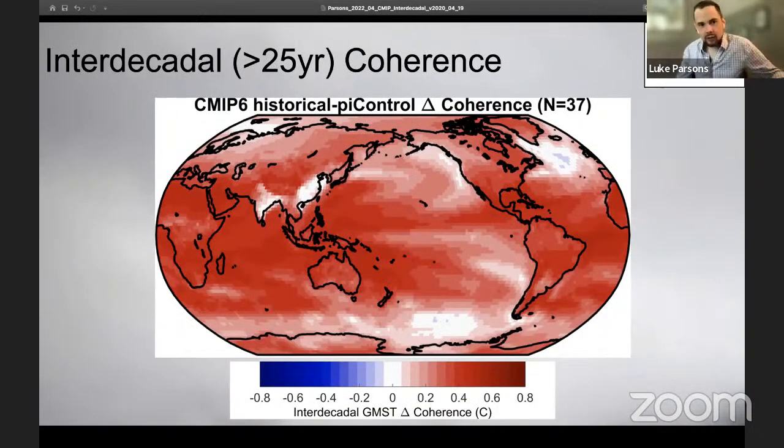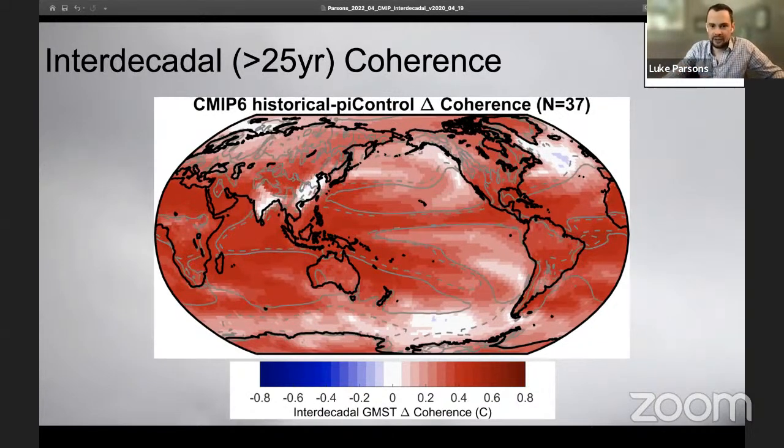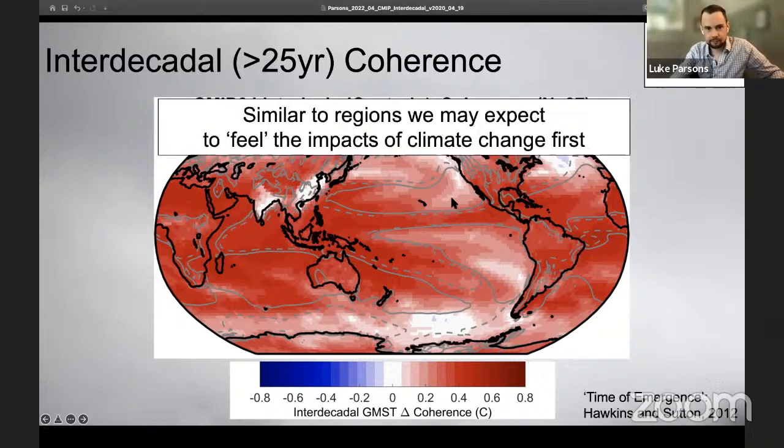So if we go back and look at this pattern of coherence that changes from the historical versus the control runs, you can see especially large changes in coherence of global versus local variability plus trends in these regions of deep convection. And this is important because these are similar to regions we might expect to feel the impacts of climate change first. If you're familiar with Hawkins and Sutton 2012, the time of emergence paper, if you look over somewhere like the Amazon, global warming is felt there first, even if the trends aren't that large, versus a mid or high latitude region where you have a lot of internal climate variability. So maybe it's harder to feel global warming locally.